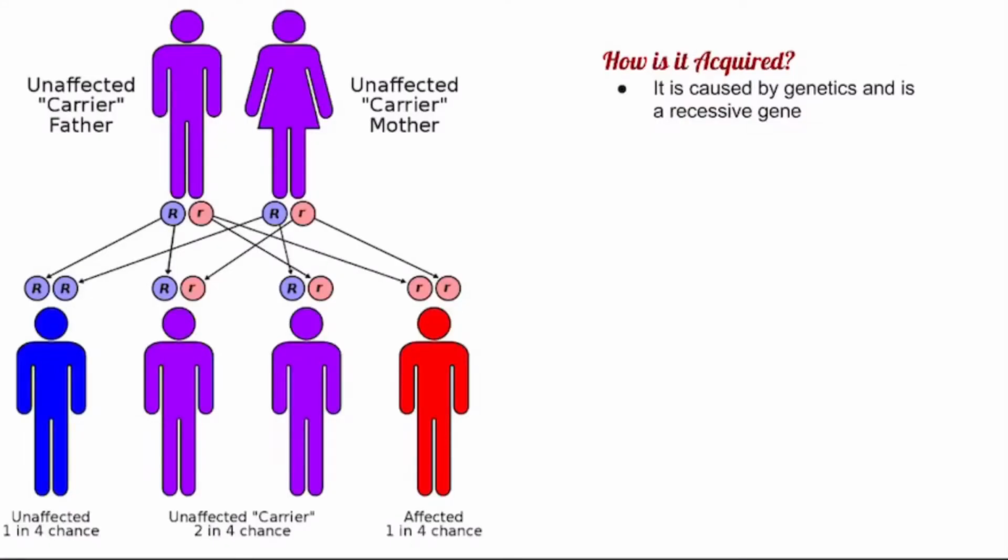Another way to describe how it is acquired, we have a visual representation. Here it shows 2 parents, and they both have one dominant and one recessive gene. It shows the different combinations of what they can possibly give their children. So it's caused by genetics, and this disease is a cause of a recessive gene. As you can see, the 4th child, the one in red, is the one that is affected, and that's a 1 in 4 chance because he received both the recessive genes.